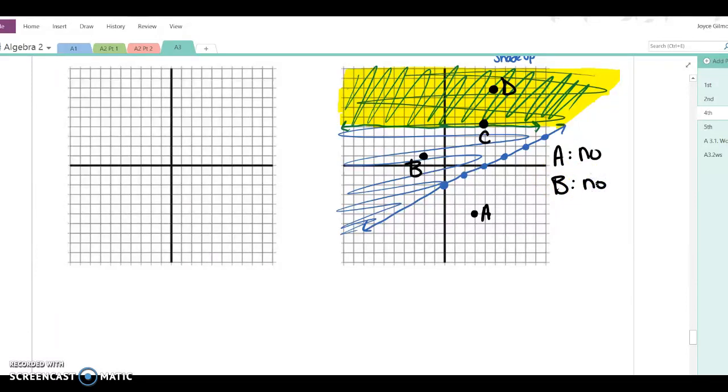In order for it to be a solution to the system, it has to satisfy both inequalities. So point B satisfies the first inequality, but it doesn't satisfy the second one, so it's not a solution. How about point C? Yes, because it's on a solid line. If that green line had been dashed, then C would not be a solution. How about point D? Yes.